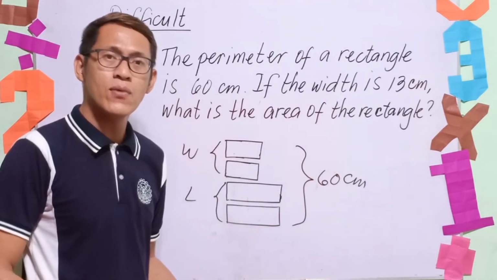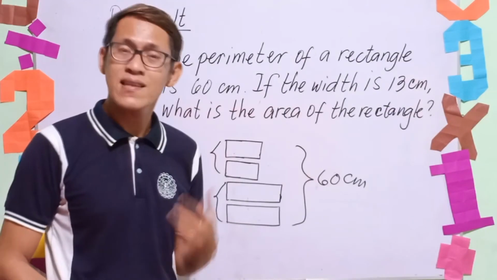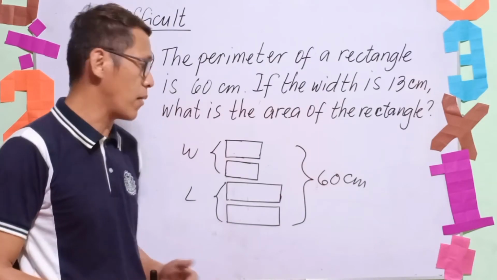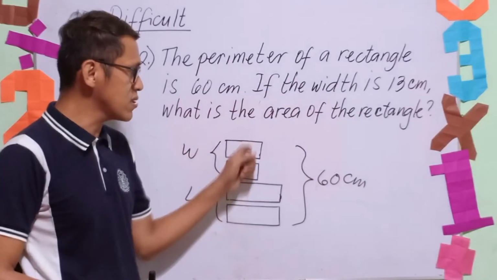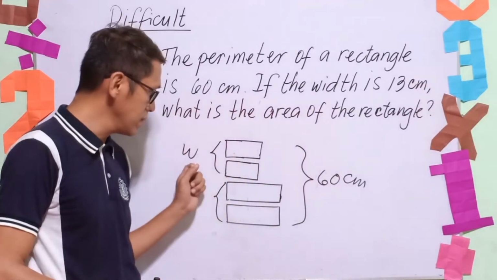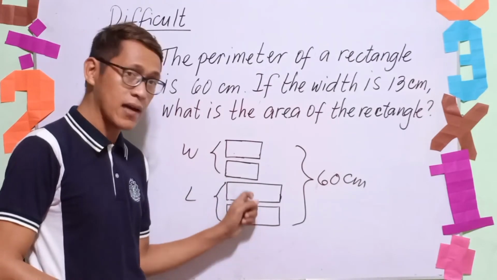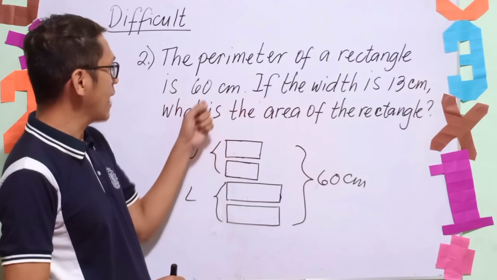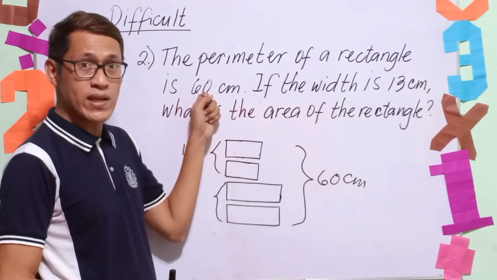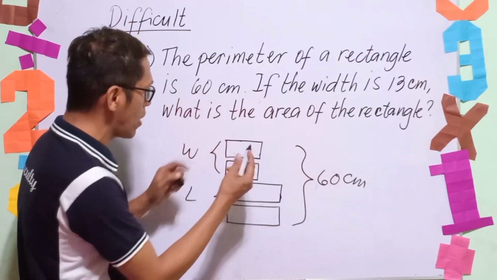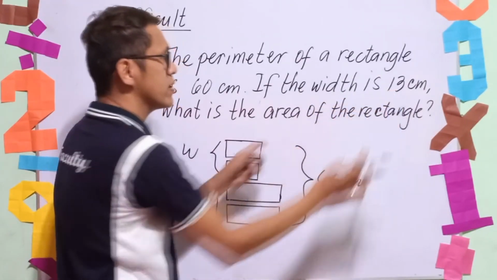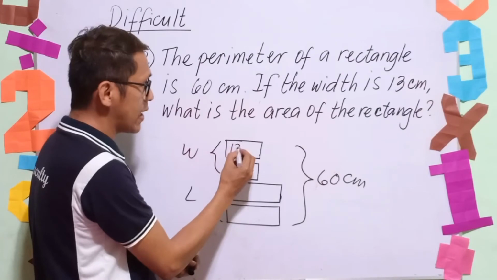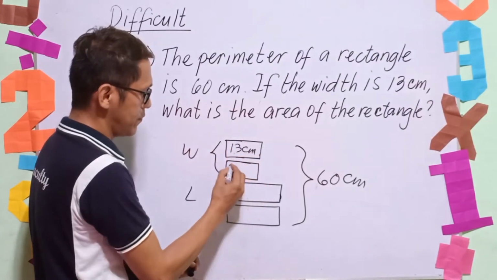So as you know, a rectangle has 2 lengths and 2 widths, right? So let me use blocks to solve this problem. So these 2 equal blocks represent the width. Then these 2 equal blocks represent the length. Now we know that the perimeter is 60 cm. So this block, the width, is 13 cm. So each block here represents 13 cm.